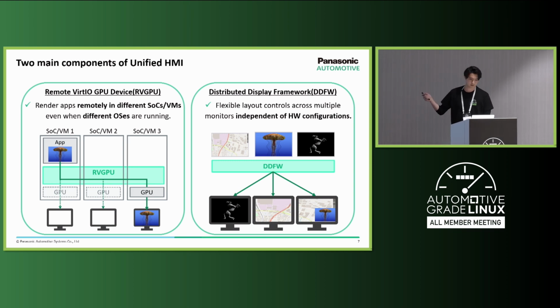In the left diagram, our RVGPU can render applications remotely on different SoCs or virtual machines via network, even when different operating systems such as Linux, AGL, or Android are running on them. On the right side, DDFW flexibly manages the layout of applications across multiple displays independent of hardware configurations, such as which SoC is connected to which displays.